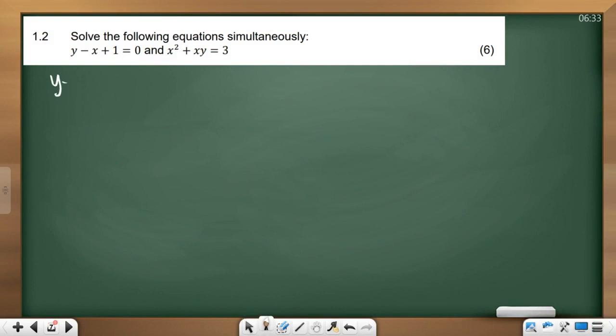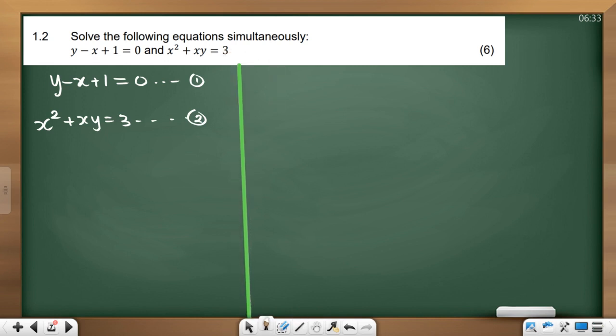So we have y minus x plus 1 equals 0. Equation 1. x squared plus xy equals 3. Equation 2. Always work with the simpler equation. If I compare 1 and 2, I think 1 is a lot easier. Now, find either y or x. There is no rule that says you must find x first or y. Just look for what works for you, what's simple.